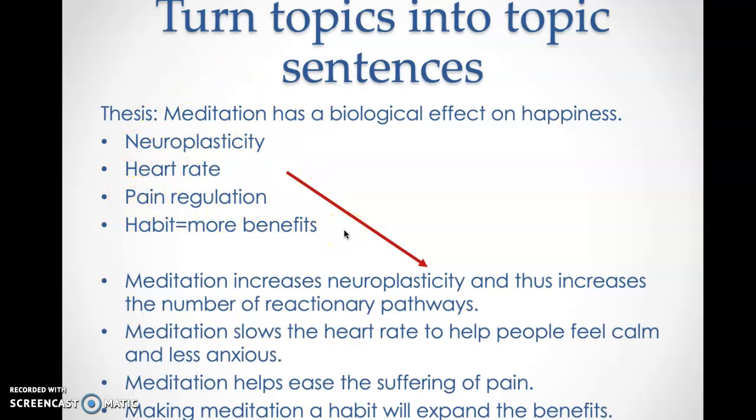Last step would then be to take these topics, this is what I had on the previous screen, and turn them into topic sentences. So, for instance, for neuroplasticity, meditation increases neuroplasticity and thus increases the number of reactionary pathways. So what I'm doing is I'm just expanding upon this by turning it into a sentence. I'm connecting it to my thesis statement and kind of bringing it all full circle. And you can see then maybe I would have a paragraph or even a section of my essay dedicated to this. Secondly, like I was talking about earlier, heart rate and meditation.